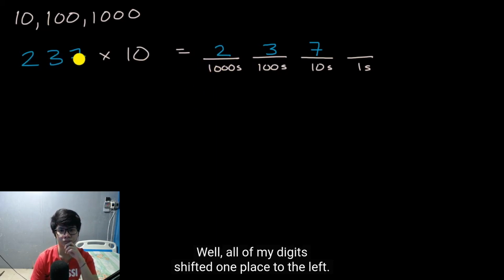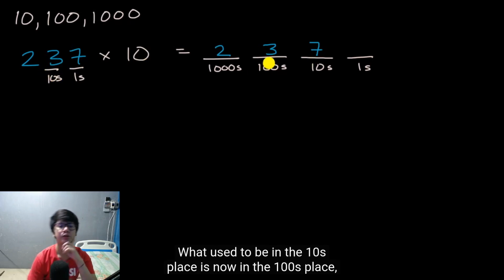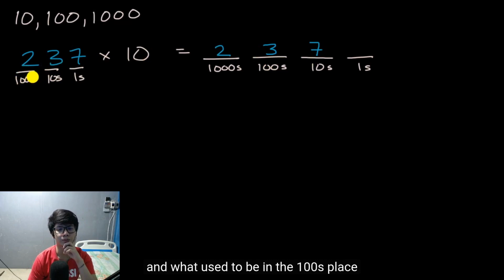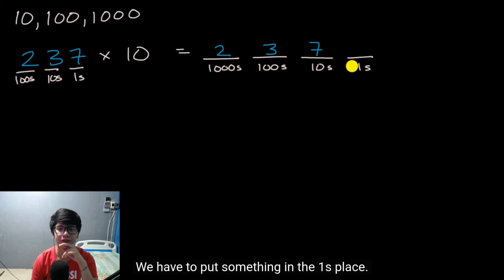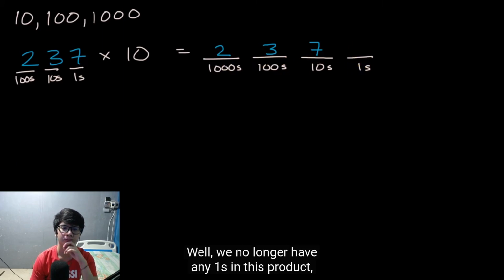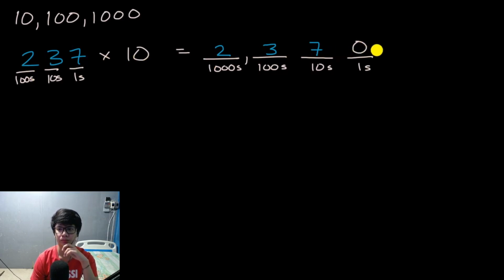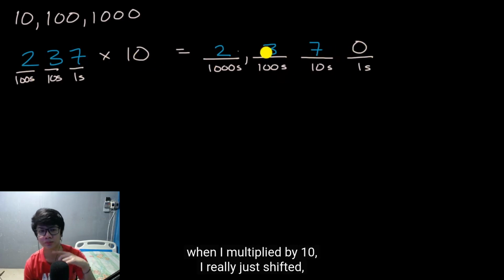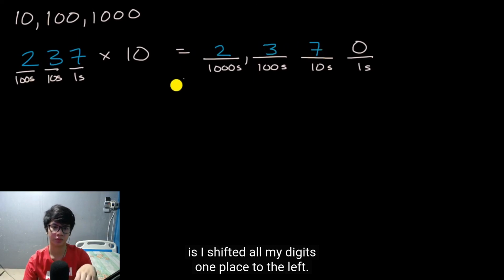And so what just happened? Well, all of my digits shifted one place to the left. So what used to be in the ones place is now in the tens place. What used to be in the tens place is now in the hundreds place. And what used to be in the hundreds place is now in the thousands place. But what's in the ones place? I have to put something in the ones place. Well, we no longer have any ones in this product, so we would just put a 0 there. So 237 times 10 is 2,370. Now, one way to think about it is when I multiplied by 10, I really just put a 0 right over here at the end of this number, but it's important to realize that what really happened is I shifted all my digits one place to the left.